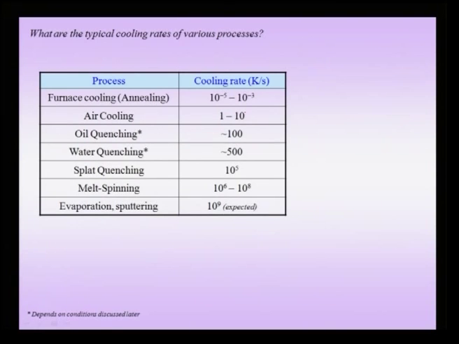Now, we have to note what the typical cooling rates of various processes are. We have said that, for instance, water quench has a higher cooling rate as compared to oil quenching, which is a higher rate compared to air cooling, and furnace cooling, we said, was the slowest cooling rate. So, what are the typical cooling rates? Here of course, we are noting it in terms of Kelvin per second or degree Celsius per second, because these both are equivalent.